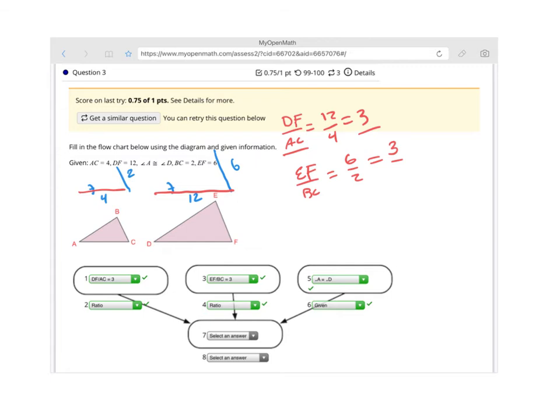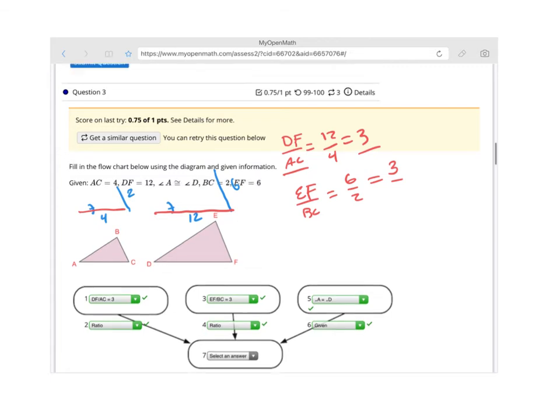And let's submit that. Okay. Now, here's where we have to be super careful. When I looked at this, I said that this side down here was 12, this side down here was 4, the side over here was 6, and the side over here was 2. And then you have this angle is congruent to this angle.